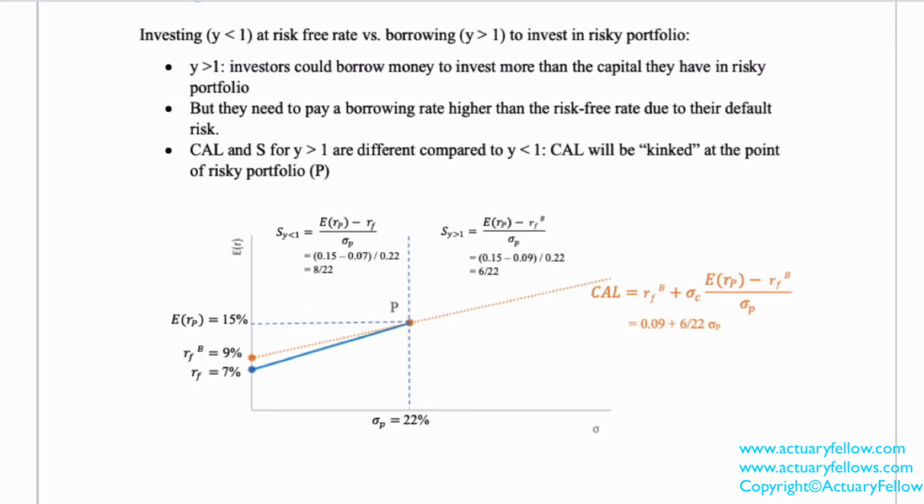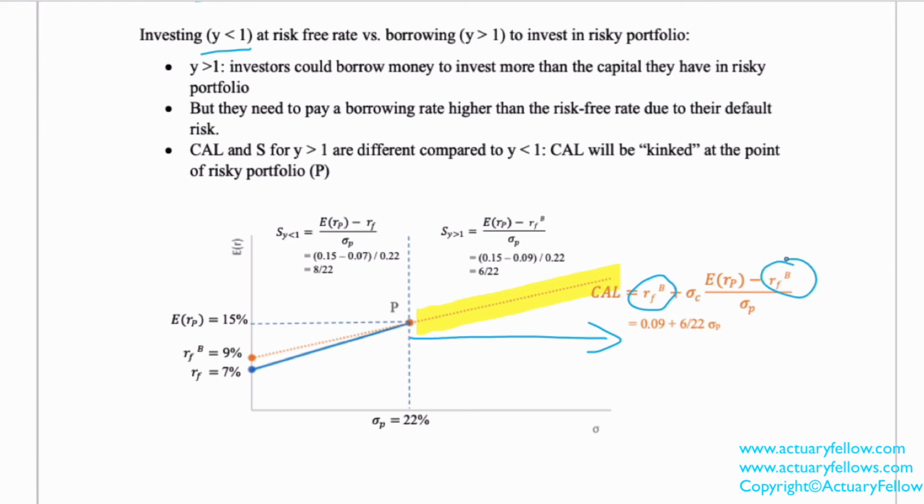We can borrow and invest more than our capital in the risky portfolio. In this case, Y would be greater than 1. These complete portfolios lie to the right of P. In the situation where investors cannot borrow at the risk-free rate because of default risk, they borrow at a higher rate than the risk-free rate. As a result, the CAL to the right of P would be kinked at P, as shown by the orange line. The borrowing rate replaces the risk-free rate in the CAL equation.